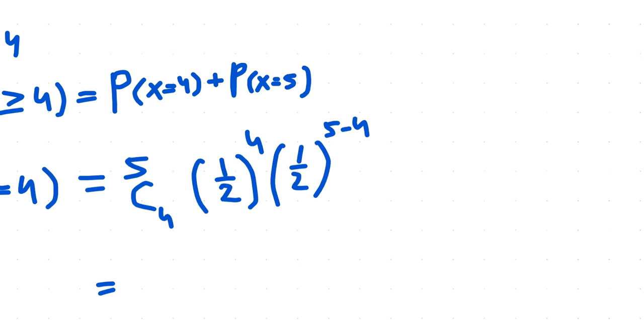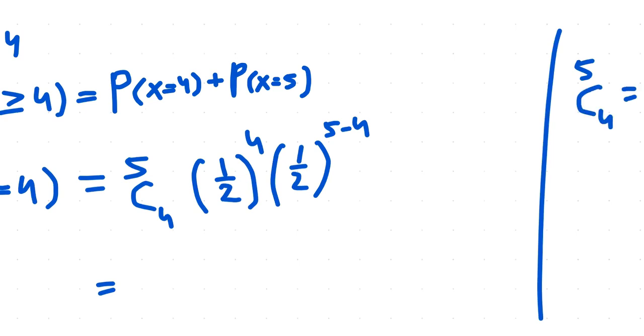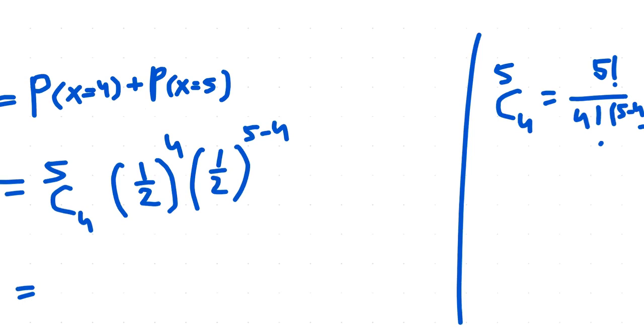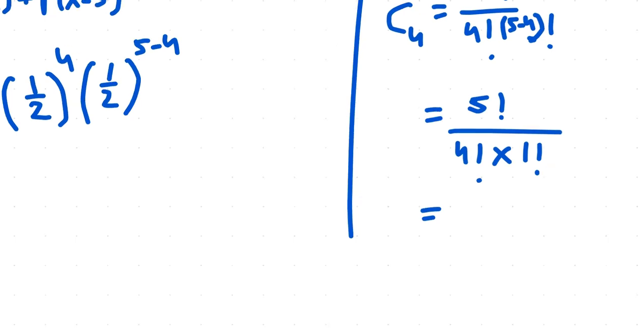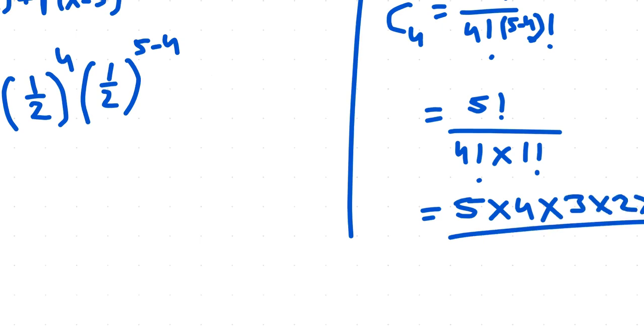5C4 is equal to factorial 5 over factorial 4 into factorial (5 minus 4). So 5 factorial over 4 factorial into 1 factorial. Let us expand this factorial value: 5 into 4 into 3 into 2 into 1 over 4 into 3 into 2 into 1 and 1 factorial.